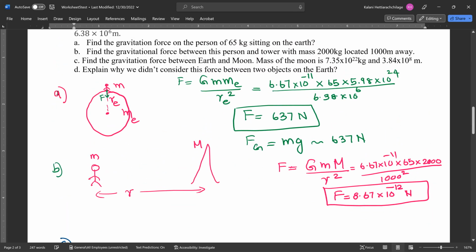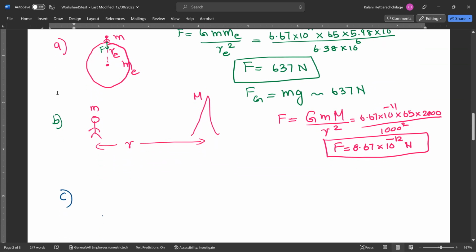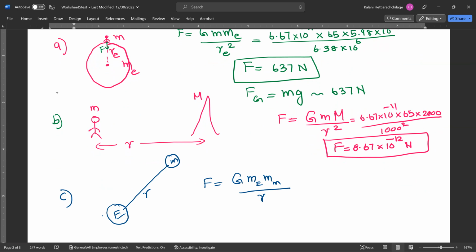So now C is what? Find the gravitational force between Earth and Moon. The mass of the Moon is given. So now we have Earth and the Moon and the distance R, right? So now the force will be equal to, again, G times the mass of the Earth times the mass of the Moon, divided by the distance R squared, right?